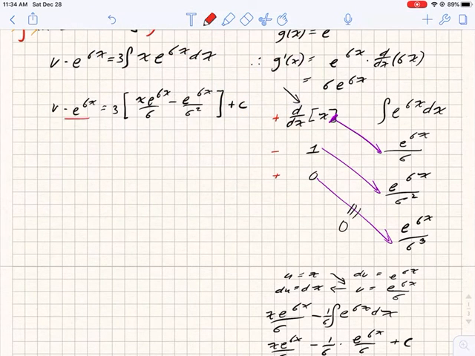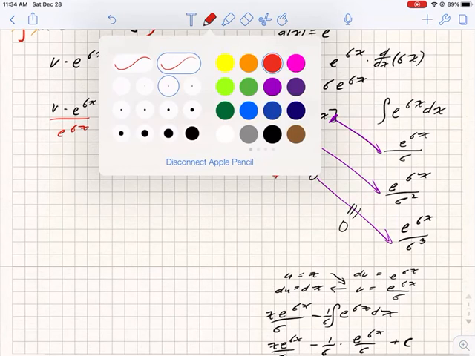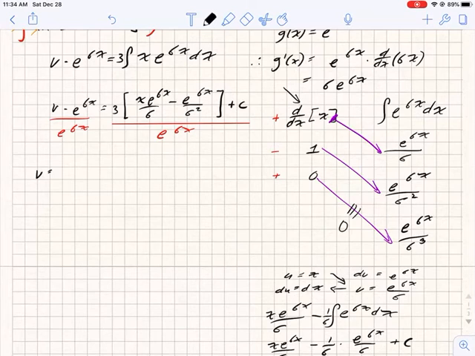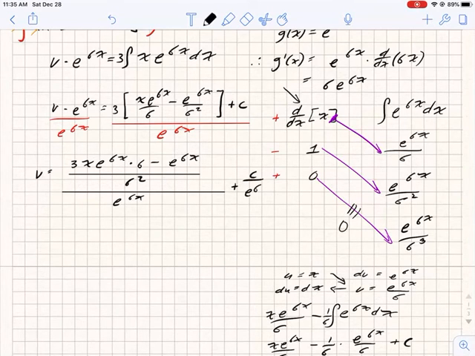So let's divide by e to the 6x. We're left with v is equal to, let's see, 3x e to the 6x and then we're going to multiply that by 6 minus e to the 6x, and now we could put this whole thing under 6 squared, and that's over e to the 6x plus c over e to the 6x.